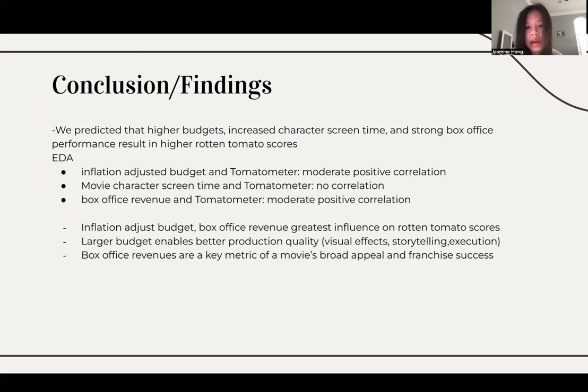tomato meter scores. We conclude that the budget and box office revenues have the greatest influence on Rotten Tomatoes scores for Marvel movies. Larger budgets enable better production quality, including advanced visual effects, engaging storytelling, and overall execution. Similarly, box office revenues are a key metric of a movie's broad appeal and franchise success. These factors combine to create films that not only resonate with fans but also earn the approval of critics, leading to higher Rotten Tomatoes scores.